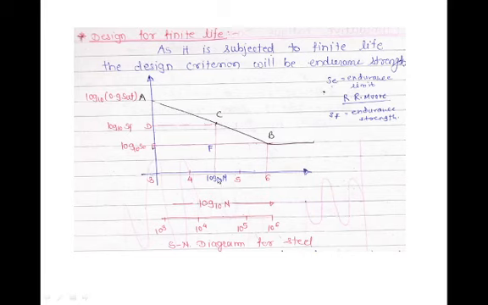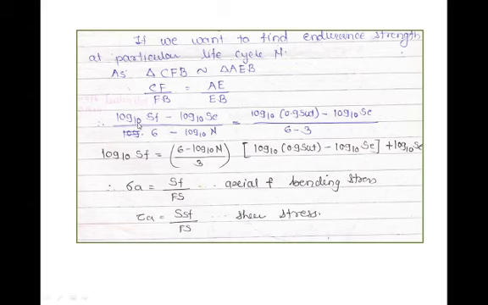Then 3 to 6, this is the number of cycles, that is the endurance strength versus number of cycles. Now if you observe this, AEB and CFB are similar triangles, therefore we can write AE divided by CF will be equal to EB divided by FB. That means we get this equation, CF divided by FB will be equal to A divided by EB. Therefore we get this equation. After simplification we can further simplify the equations.